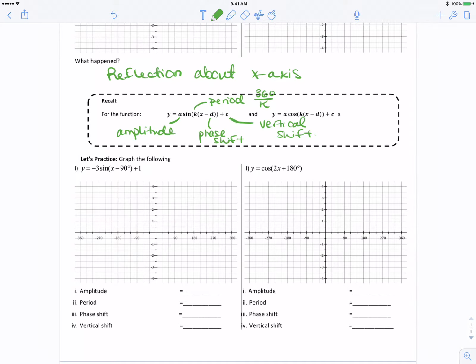So here from last time, my amplitude is 3. Please make sure you don't write -3 because amplitude is always the absolute value. Period is still going to be 360. My phase shift is 90 degrees, and vertical shift is 1. If you're unfamiliar with these things here, this is from our previous lesson.